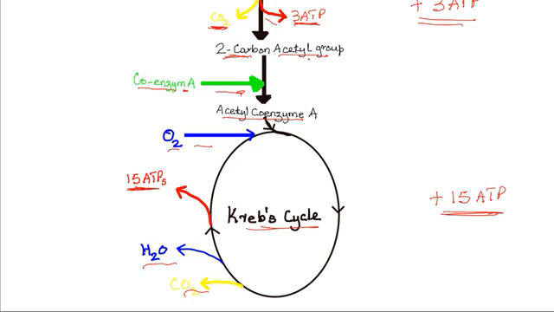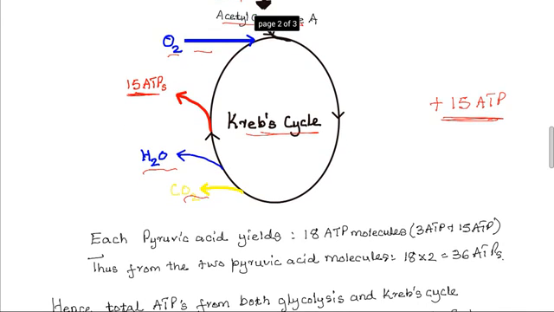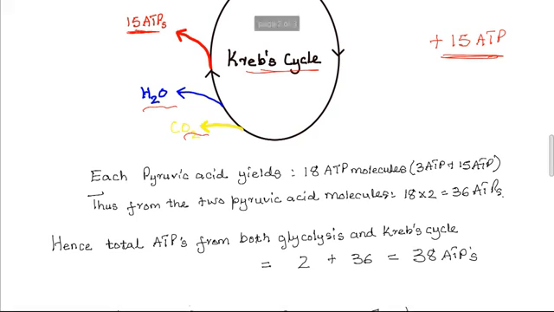Remember, from the conversion of pyruvic acid into acetyl group, 3 ATP molecules were released. So in total, from the Krebs cycle, each pyruvic acid yields 18. 3 from the conversion of pyruvic acid into acetyl group, and then the 15 from the Krebs cycle. Thus, you find that from the 2 pyruvic acid molecules, because there are 2 that are released from each glucose, we get a total of 36 in the Krebs cycle.